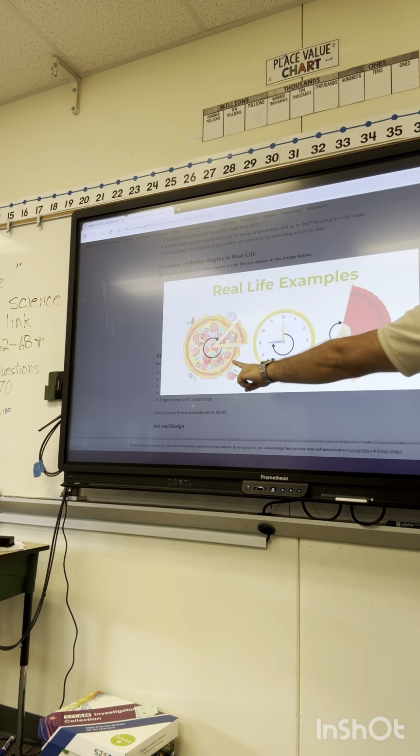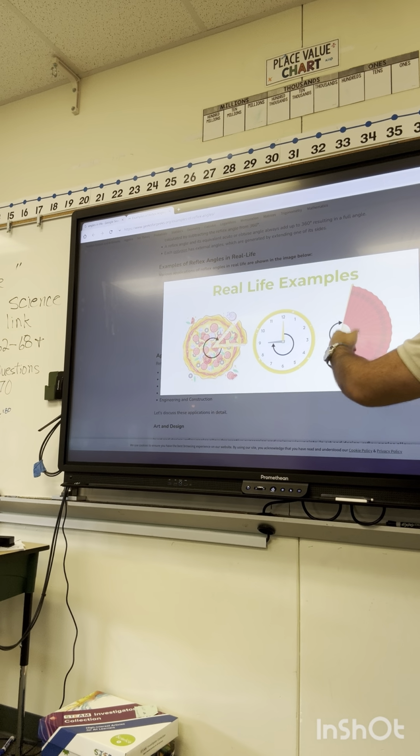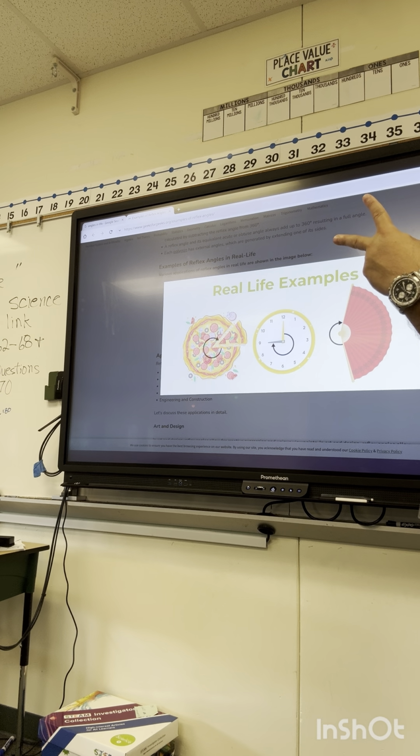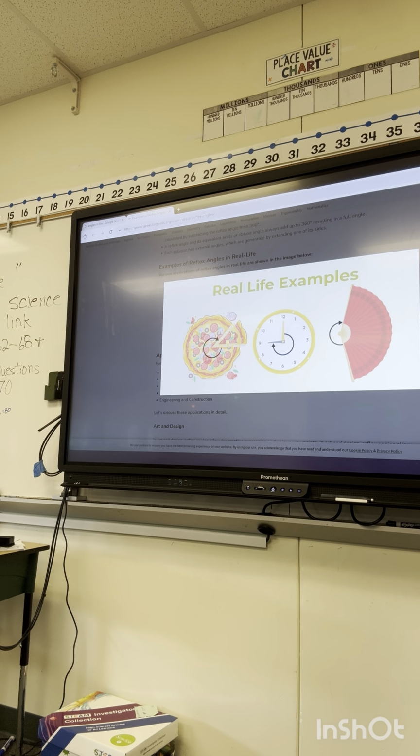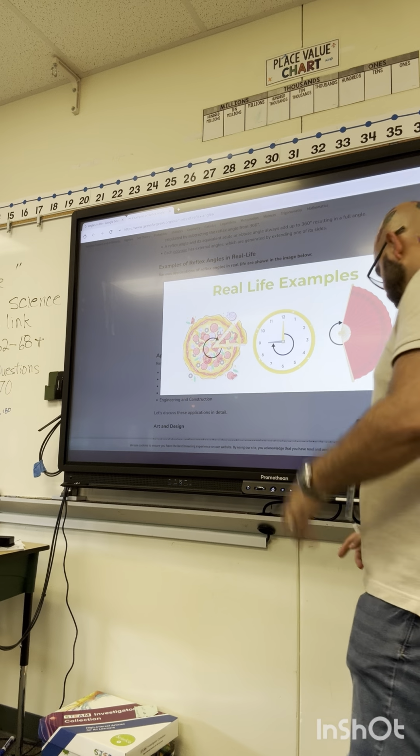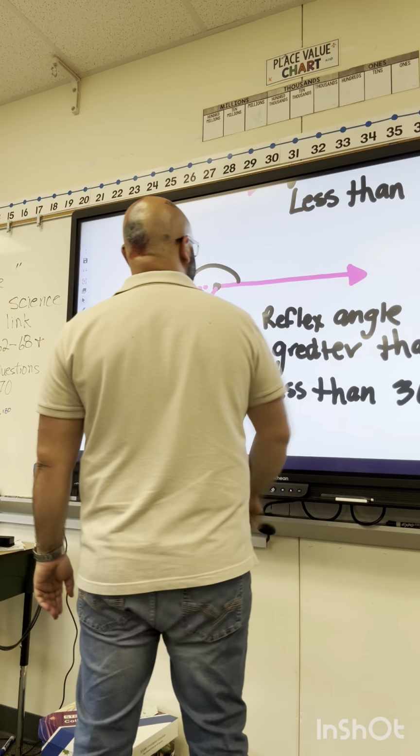Real life examples, for example, look at this fan here. This fan has two angles. Who could give me the two angles here? What do you see there, Adam? When I tilt my head like this, I see an obtuse angle. Beautiful. So this side would be obtuse. What would this side be though? Reflex. Okay, reflex.